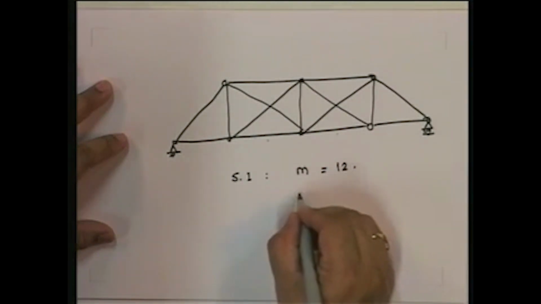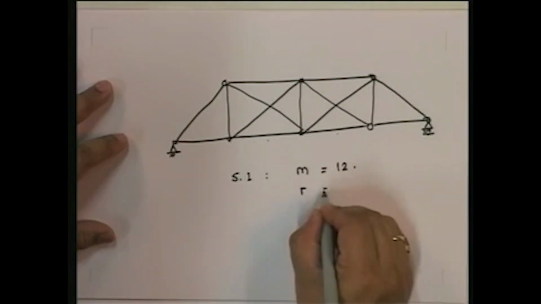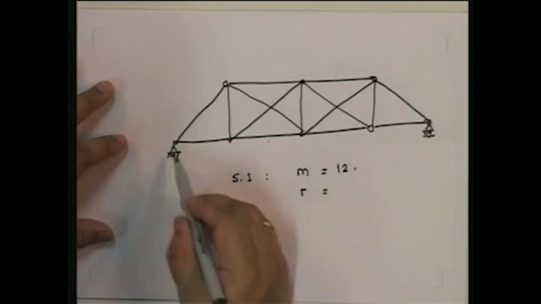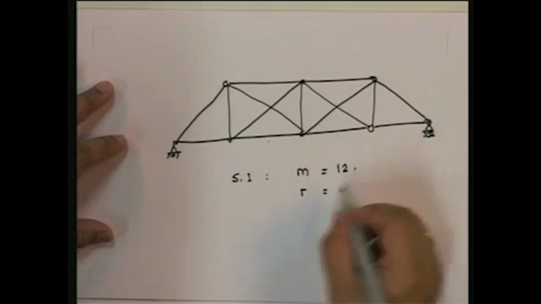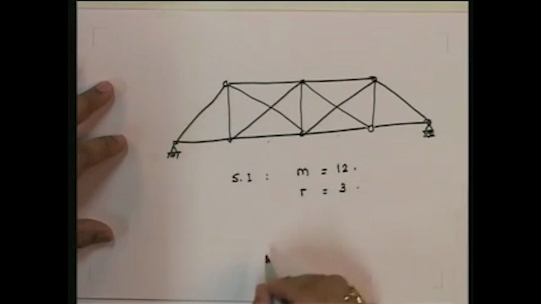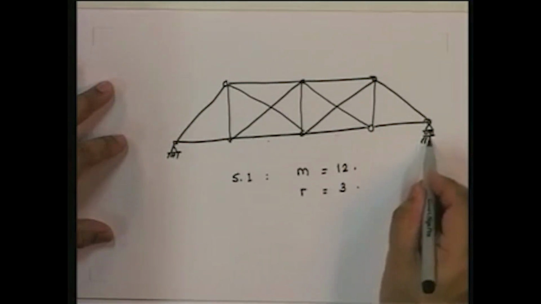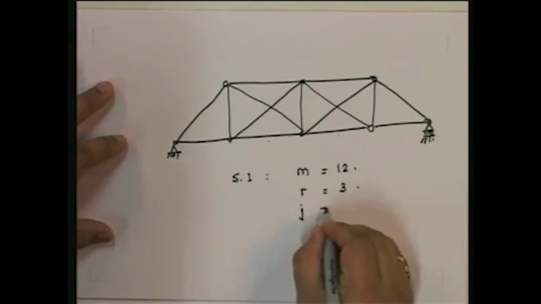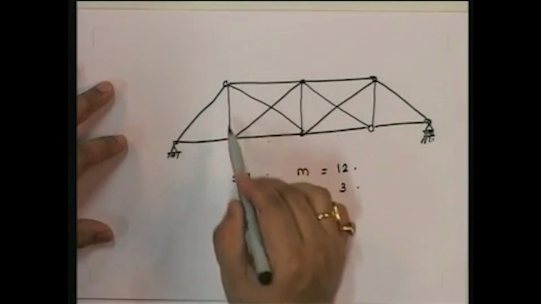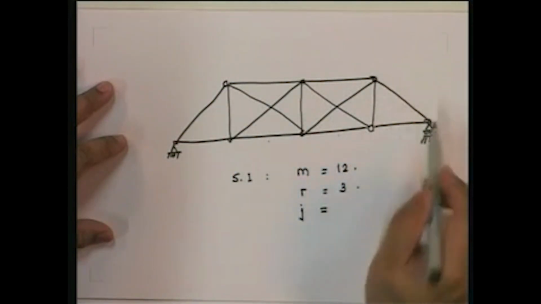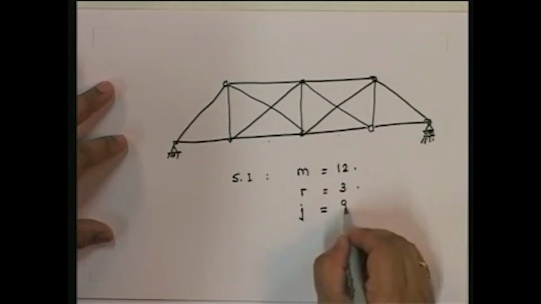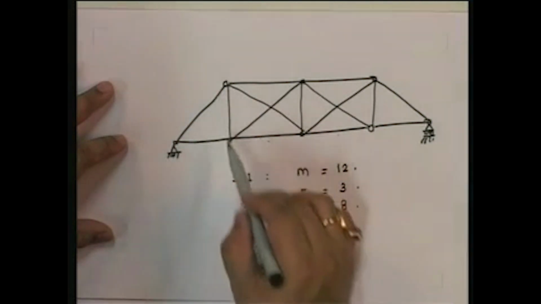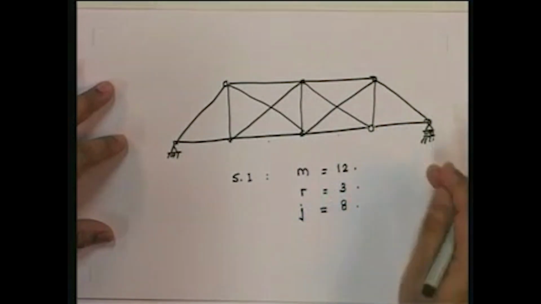Number of support reactions: 1, 2 at the hinge and 1 at the roller, so total 3. And now we have to find out how many joints there are. 1, 2, 3, 4, 5, 6, 7, 8.